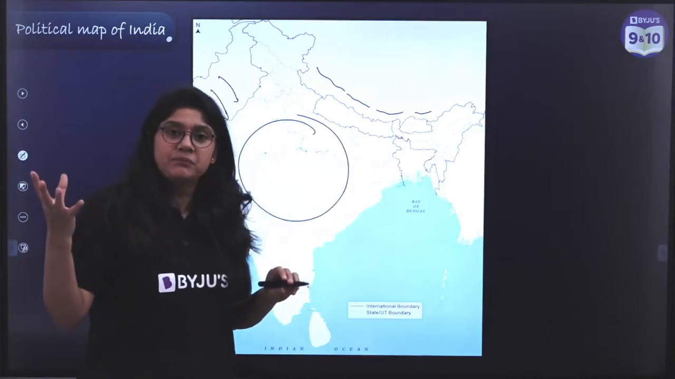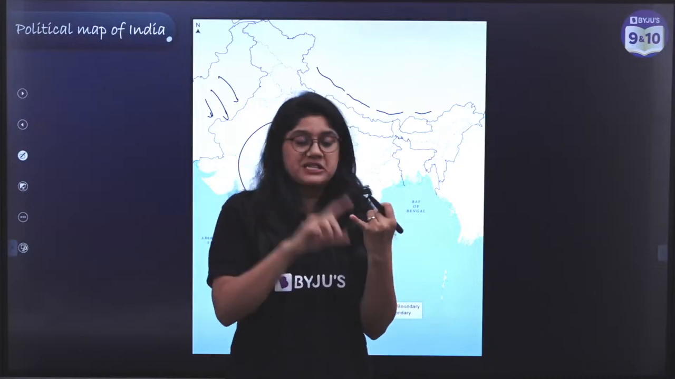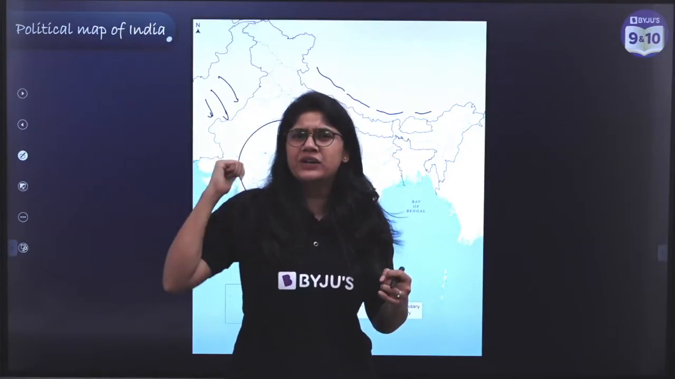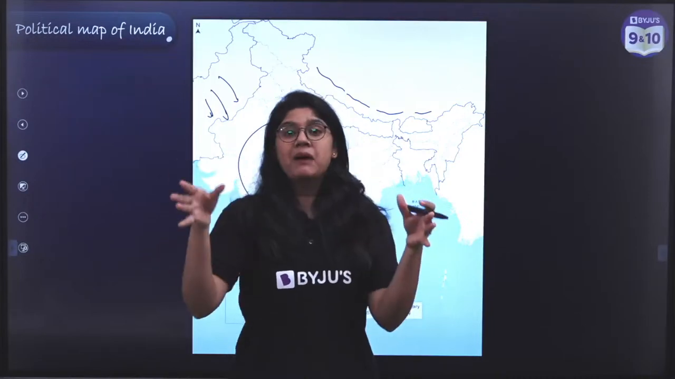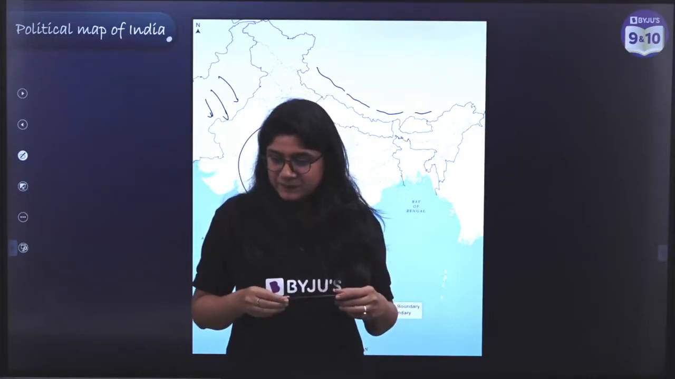We get a political map when we have to specify a state, or a city in that particular state. We usually have the political maps for that. In an outline map, we get rivers and mountain ranges. Are we clear?